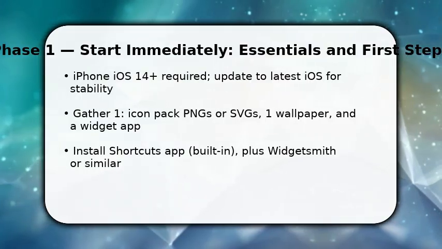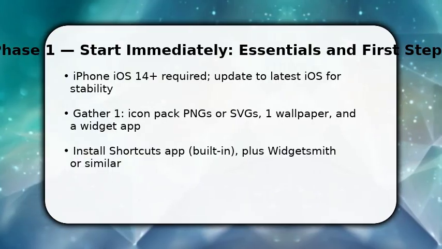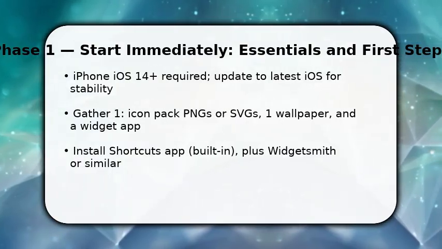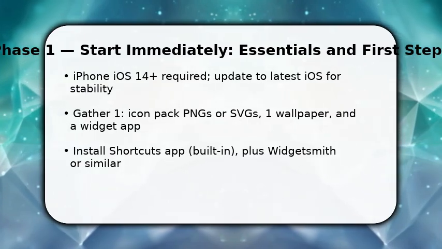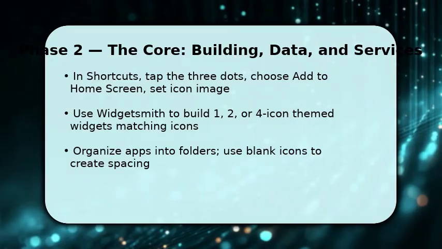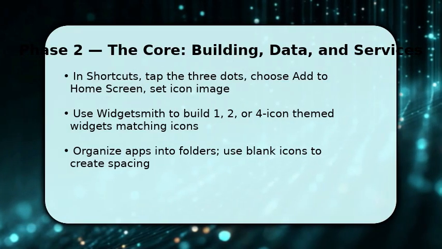This first actionable step replaces one app at a time. Keep icons in Files or Photos for quick selection and consistent sizing. Now you continue by converting all core apps using the same shortcuts pattern. Create a shortcut for each app, set the name and custom icon, and add to home screen.